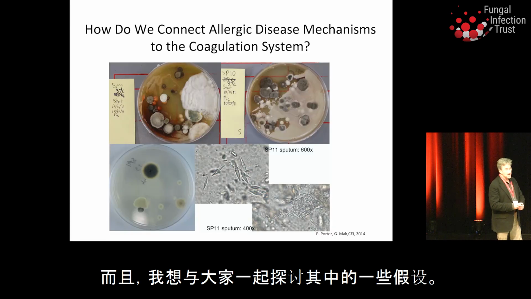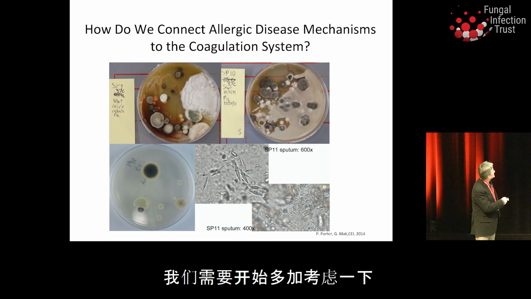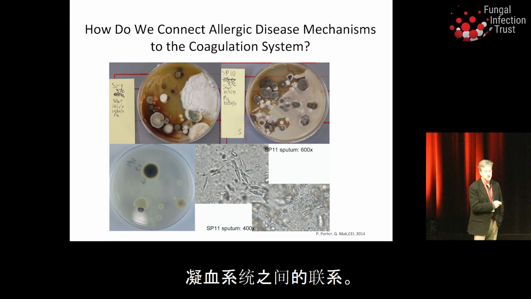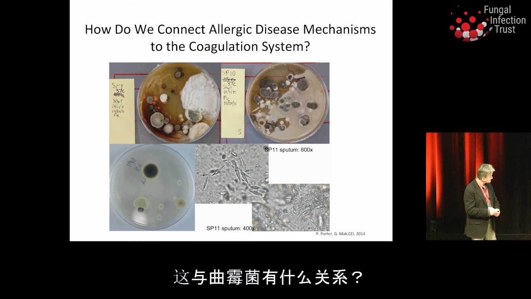we can test our various hypotheses with, and I want to go through some of these with you. But before we get to the mouse studies, we need to begin thinking a little bit more about connecting the allergic disease mechanisms to the coagulation system. How does this really work, and then how does this relate back to Aspergillus?